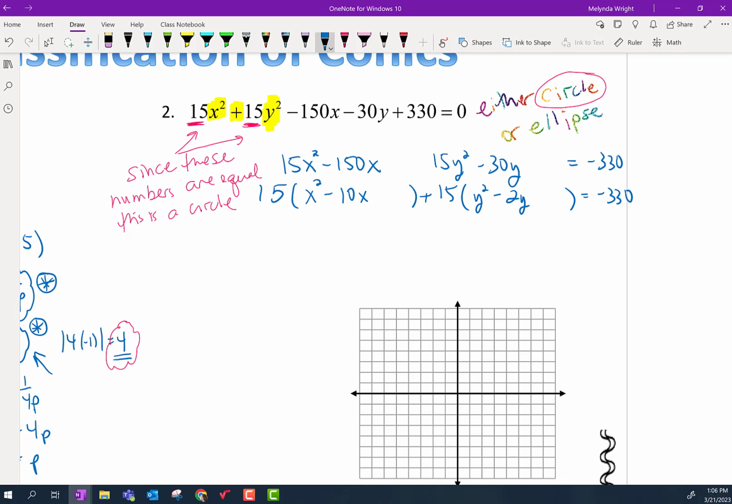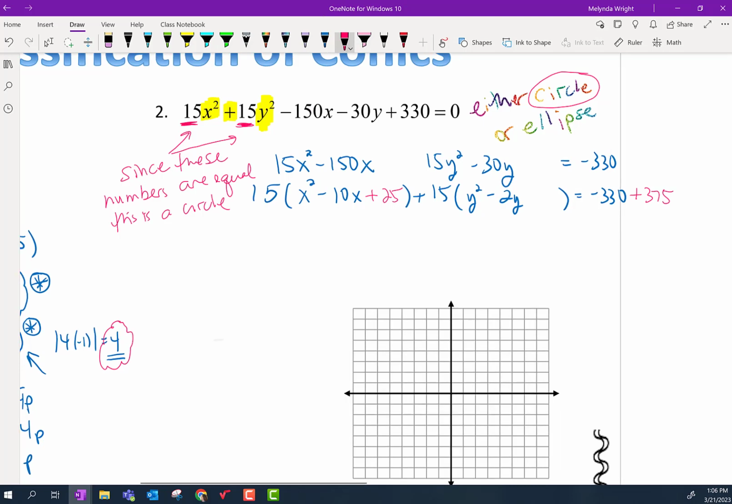Okay. So hopefully by now this is becoming more comfortable for you, working through the completing the square. We've been doing it for quite a while. So we take half of b, half of 10 is 5. 5 squared is 25, so plus 25. But I really am not just adding 25 over here on the left. I'm really adding 15 times 25, so I'm really adding 375. That's what's really going on.